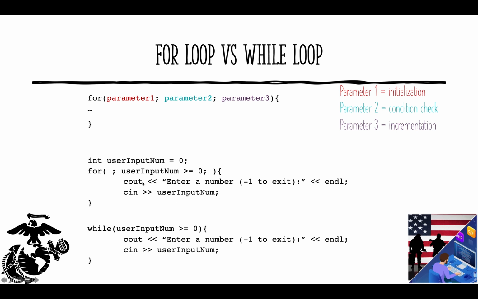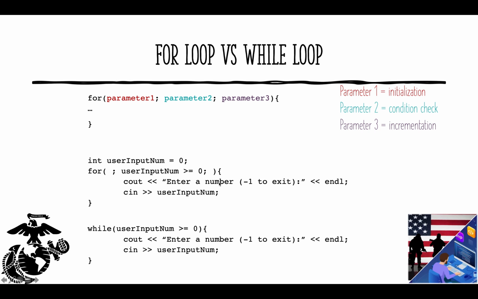The way that we break out of this for loop is when they enter a negative number, a number less than 0. So let's say they enter the number 6. So we begin our for loop, enter a number, they enter 6. Now it's coming back up to the top of the loop, and it says 6 is greater than or equal to 0. That is true. So then we do it again.